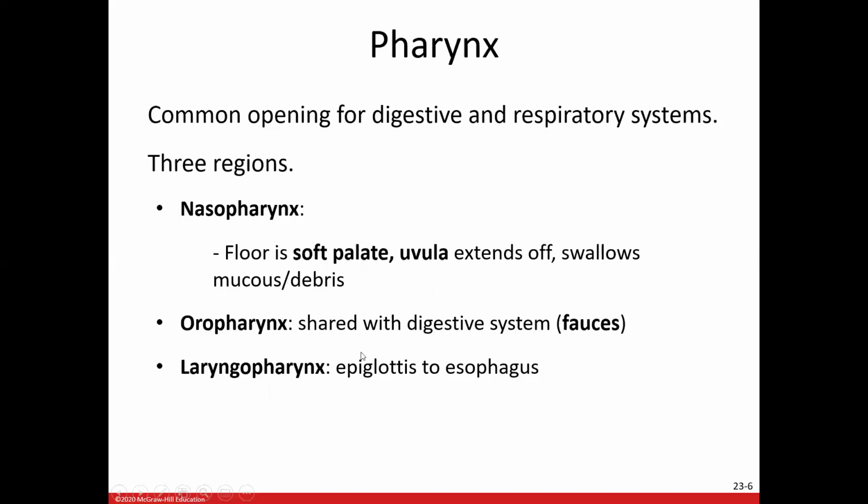Your oropharynx, with the mouth, like I said, shares with the digestive system. And then it has a structure called the fauces. The fauces is just where your oral cavity, or your mouth, joins with the oropharynx. And then you have your laryngopharynx, which is defined as basically being your epiglottis, which is a piece of cartilage we'll talk about in a second, running all the way to your esophagus.